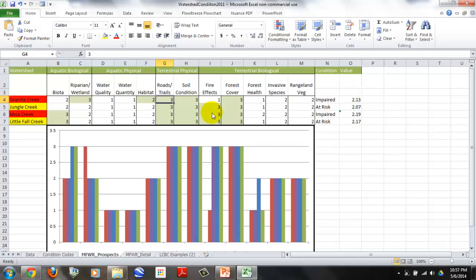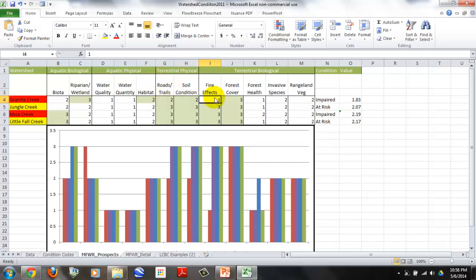If we could also improve roads and trails by decreasing the road density and also improving the maintenance of roads, that would have a further improvement. And if other soil conditions could be improved within that Granite Creek watershed from a poor to a fair condition, the arithmetic would produce a value that would improve the condition class for that watershed from impaired to functioning at risk.